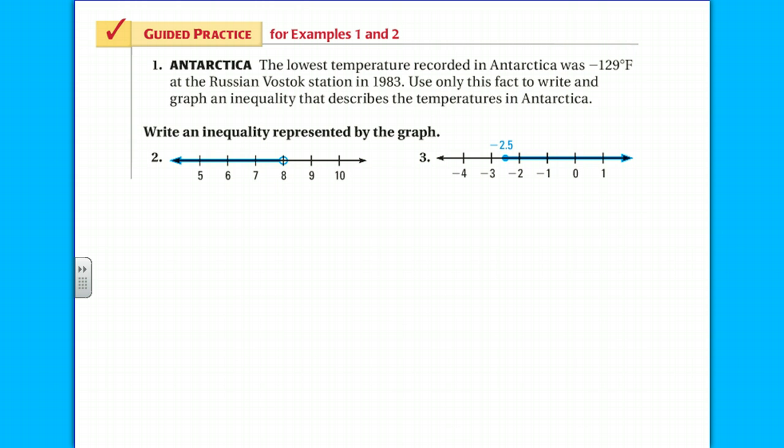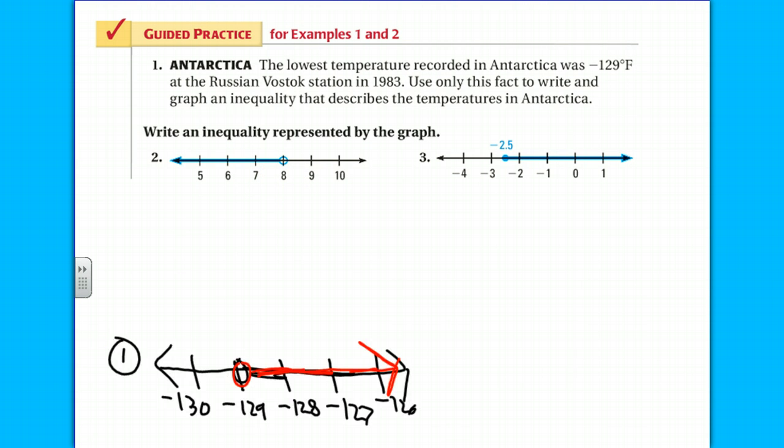So you don't need to take down this little statement, but let's see if we can graph the inequality that describes this. The lowest temperature recorded in Antarctica was negative 129 degrees Fahrenheit, and it was at the Russian Vostok station in 1983. So using only this fact, that the lowest temperature recorded was negative 129, graph an inequality that describes the temperatures in Antarctica. Okay, so here's Anthony's answer.